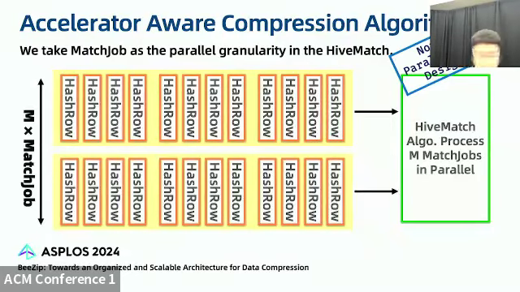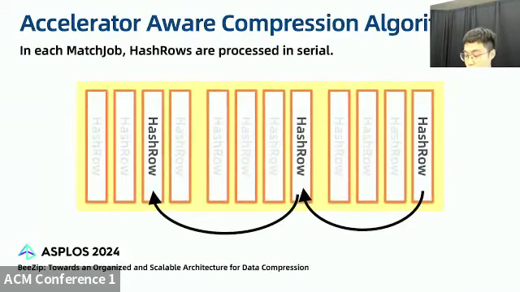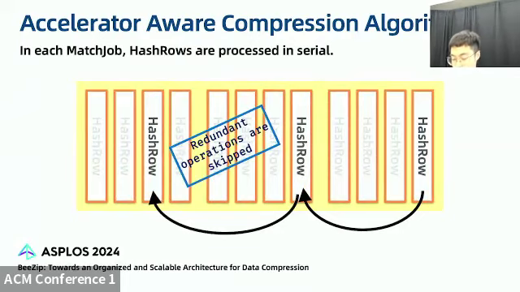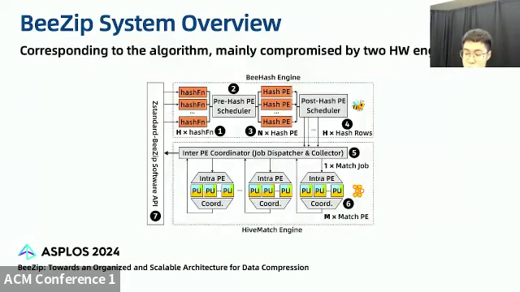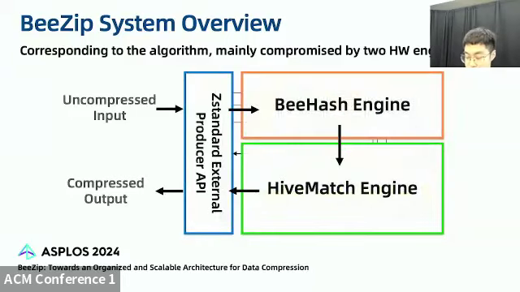This is a novel parallelism design. In each match job, hash rows are processed serially. The advantage of this serial manner is clear. We can skip redundant operations as we want. So this is a low redundancy design. Corresponding to the algorithm, the BeeZip system is mainly comprised of 2 hardware engines, the B-hash engine and the half match engine.